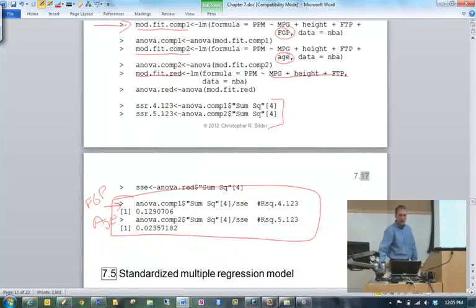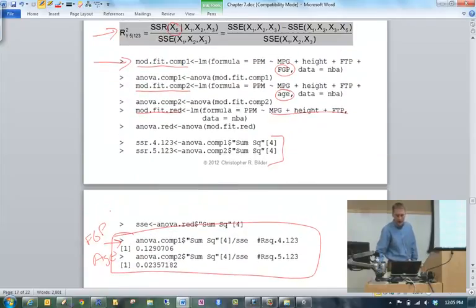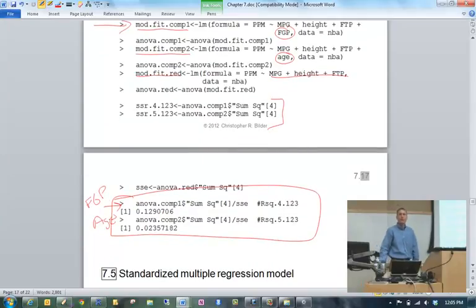So if you had a choice between adding field goal percentage or age to your model, which would be better to do? Field goal percentage. It reduces your overall sums of square error that you had with just the 3 variables by 12%.